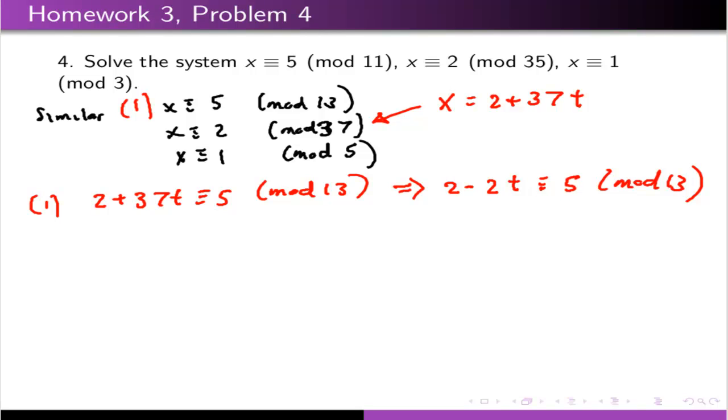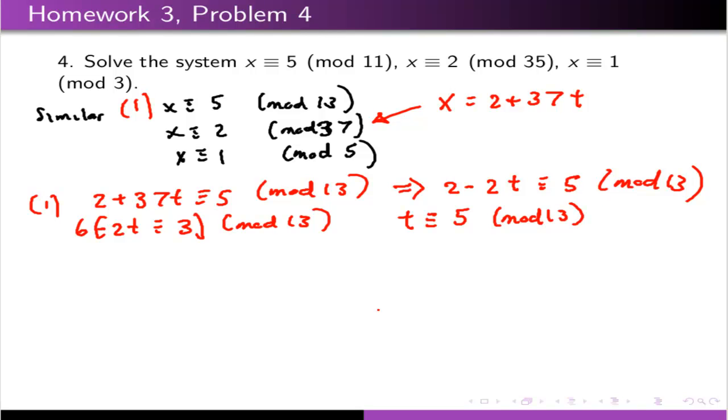Bring the 2 over to the right side, so I would get negative 2t is 3. And then find a multiplicative inverse of 2. Well, let's just multiply by 6 on both sides. So negative 12 is plus 1. So we get t is 18, which is 5 mod 13.